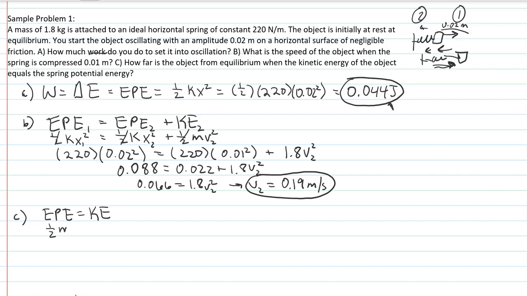And I'll also plug in my formulas. However, I need more information because I don't know X and I don't know V. I just know that those two are equal to each other. However, I do have some information from earlier in the problem. I know that the total mechanical energy of the system is 0.044 joules. So when these two are equal to each other, both of these have to add up to 0.044.